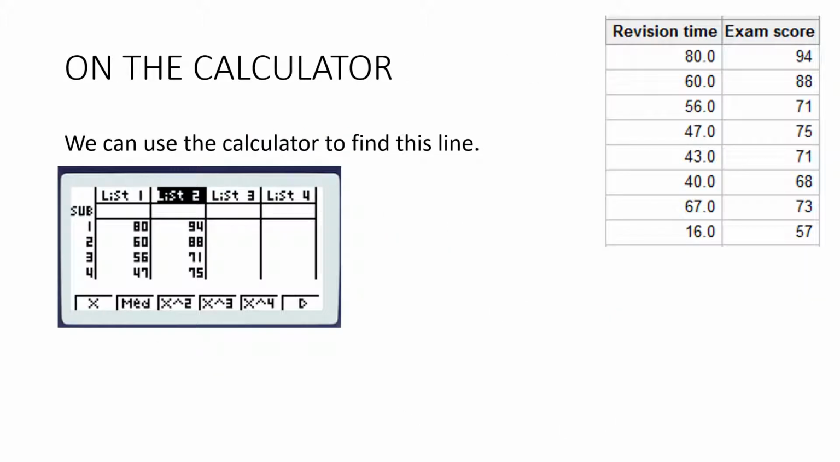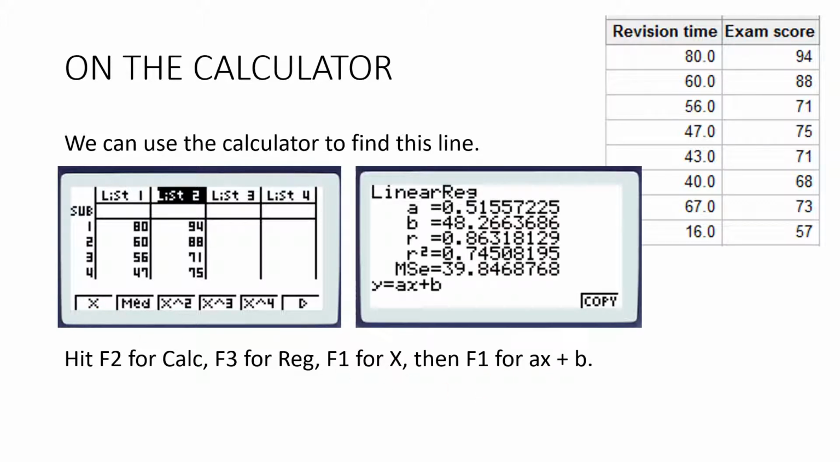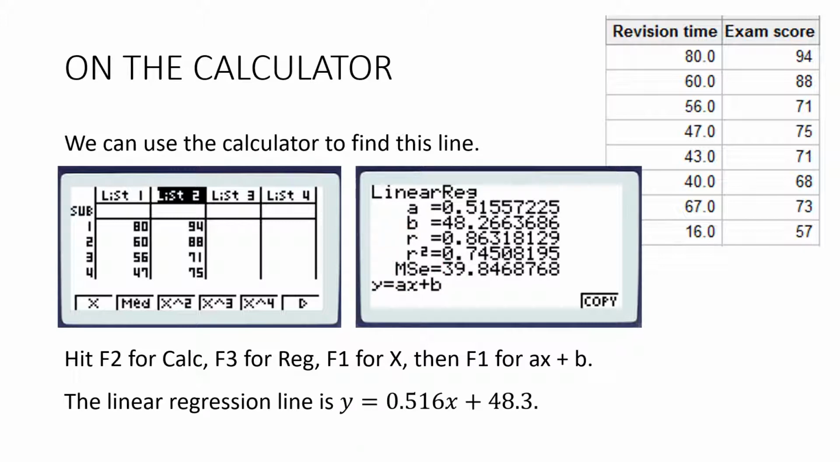So we can use the calculator to find this line. Again, we enter the two variables into list 1, list 2. We go F2 for calc, F3 for reg, which is regression line, F1 for x, and then we're going to choose F1 for AX plus B. That will give us this again. There's our R, and here's A, which goes in there, and B, which goes down here. So our linear regression line is y is equal to 0.516x plus 48.3. One thing to note here, I've written both of these to 3 significant figures. So remember, in the IB, we need 3 significant figures or more.